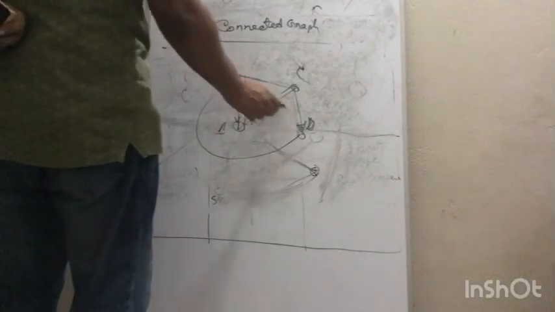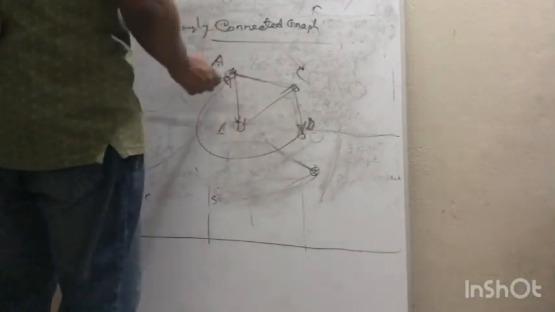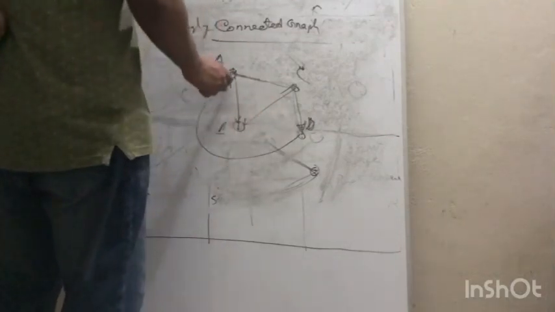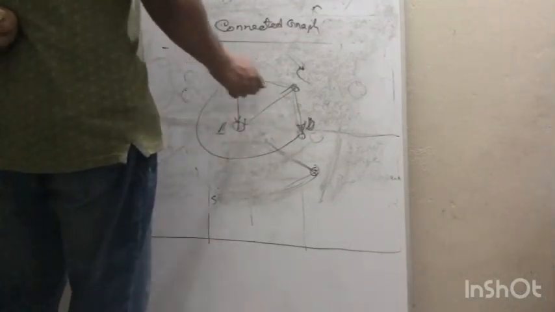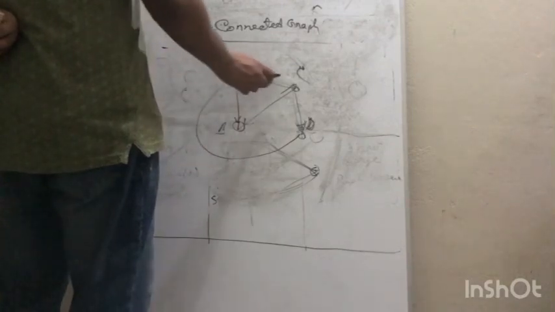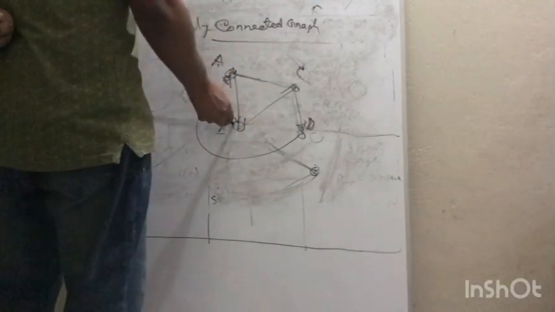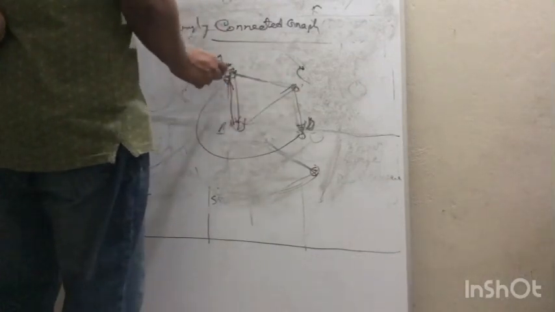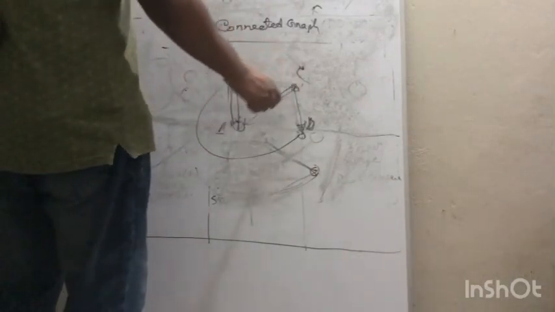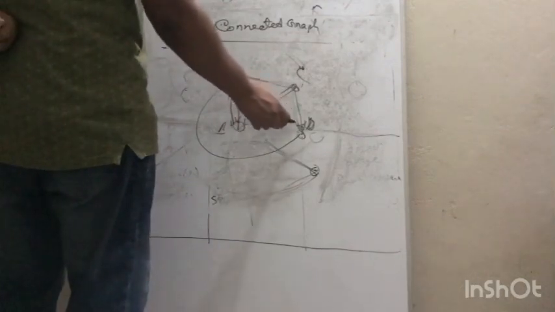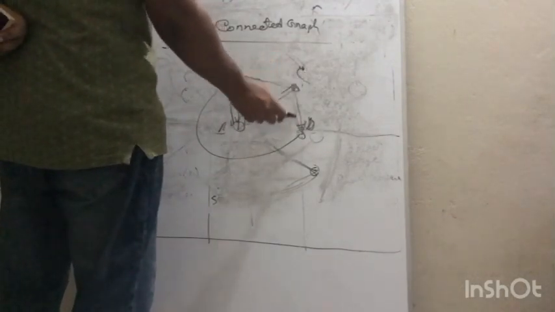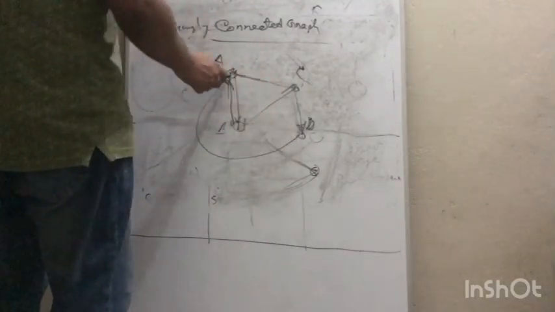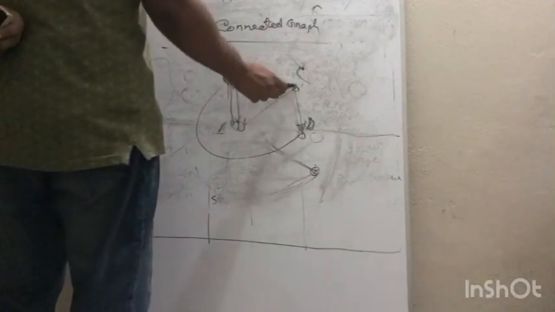Now I can go to D, and from D I can return to A. Now I can go to C, but from C I can return to A. So from B I can create another edge, C, A. Likewise, D to C, I can go from C to D. Can I go from C to D? Yes, I can go D to A to C.